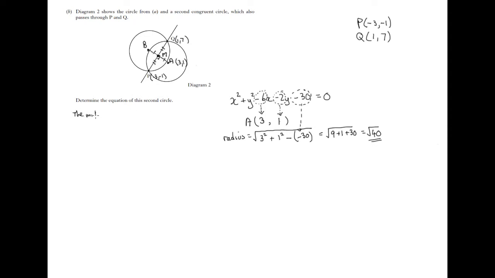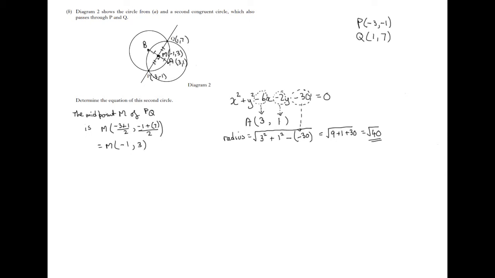The midpoint M of PQ is the average, the mean of the two x coordinates, which were -3 and 1. So it's -3 plus 1 halved, and -1 and 7, the mean of these two values. Remember, it's the midpoint. -1 plus 7 over 2. So -3 plus 1 is -2, divided by 2 is -1. -1 plus 7 is 6. 6 over 2 is 3. So that centre point is -1, 3.